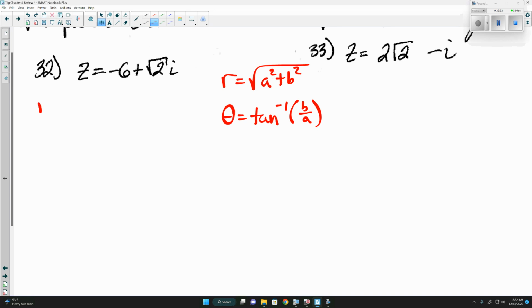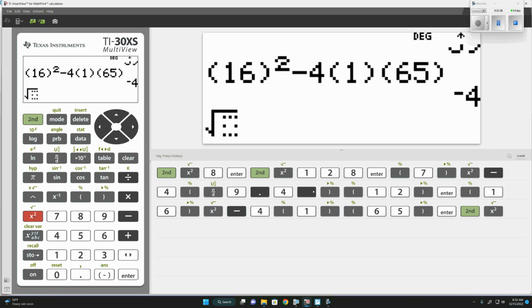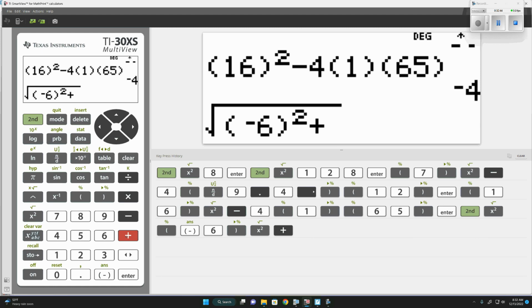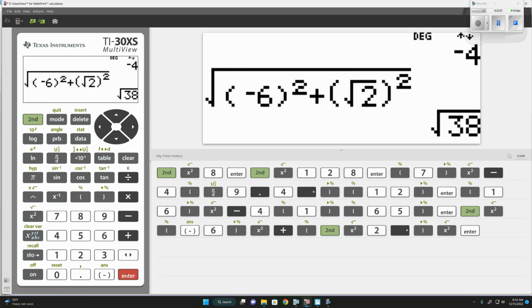Now, r for this case is going to equal the square root of negative 6 squared plus the square root of 2 squared. And for us, I would just grab the 30XS. I wouldn't use the graphing calculator. Square root of negative 6 squared plus square root of 2 squared. The square root of 38 is our r value.